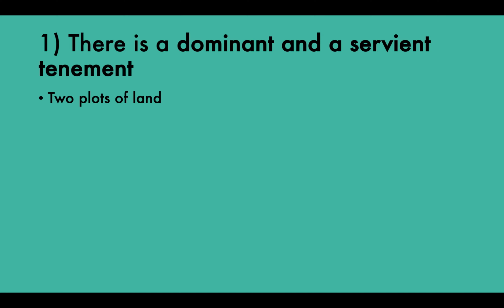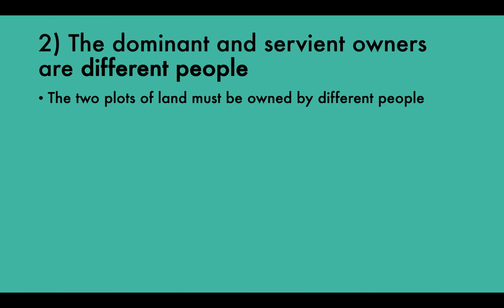So let's look at these in turn, well, at least the first 3 in turn in this video. So there is a dominant and a servient tenement. So this, in other words, means there must be 2 plots of land, one of which is dominant, the other of which is servient. So the dominant plot of land is the land that has the benefit of the easement, and the servient plot of land is the land that has the burden of the easement. The second rule is that the dominant and servient owners are different people, so the 2 plots of land must be owned by different people.